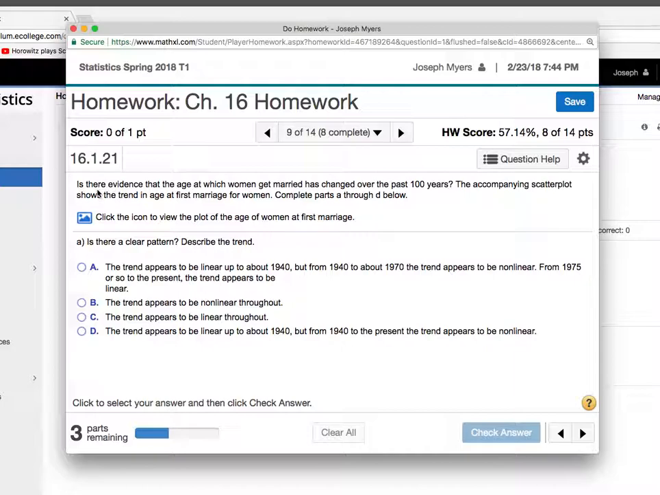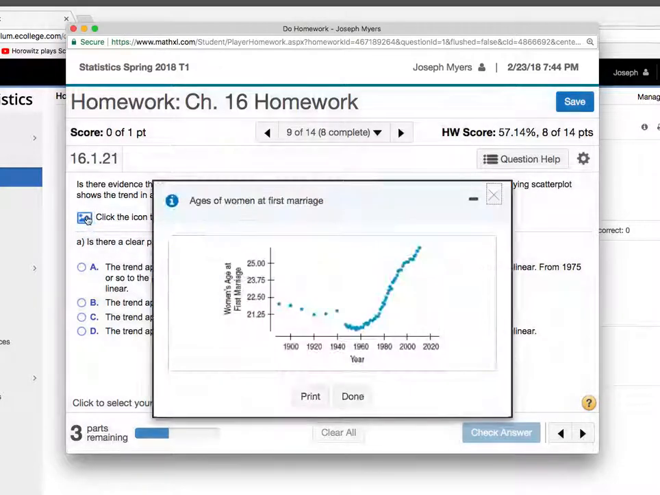So, before I show a picture, what do you think? Is there any evidence that the age at which women get married has changed over the past 100 years? Well, it'd be interesting to find out. If the graph just kind of stays the same, then probably not. But if we see any type of curve in it, then yes, then something has changed probably. So I don't know what it's going to look like. Let's just find out. Very interesting. Are you ready?